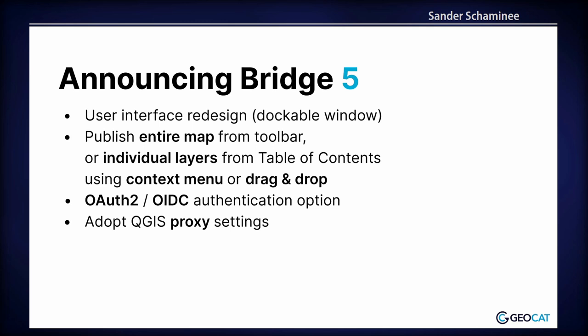Then some users would like extra authentication options. So we're going to implement the OAuth to OpenID Connect workflow. And we're also going to adopt the QGIS proxy settings. Currently, they are ignored by Bridge because we use the requests library. There's a workaround for it, and if you're interested, I can talk to you about it. But the plans are to actually use the QGIS settings and adopt those.